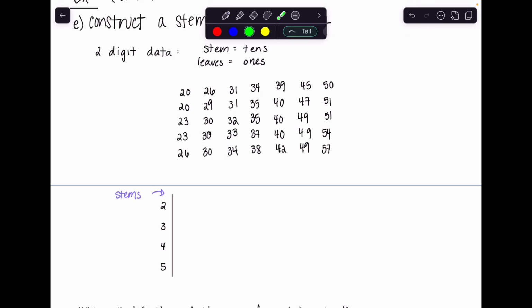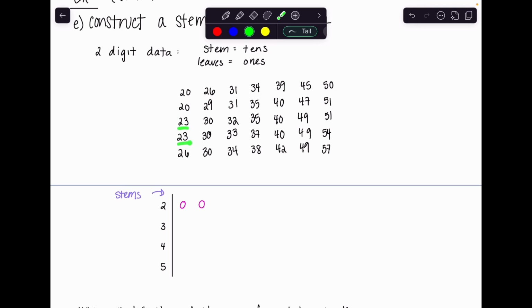Okay. Now to say that we have the data value of 20, what I'm going to do in this spot is just put that ones digit. So 20 is my first data value. Well, I have another 20, so I have another leaf of 0. So this tells me I have 2 data values that are 20.